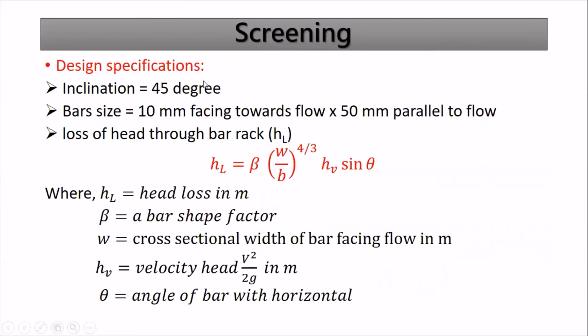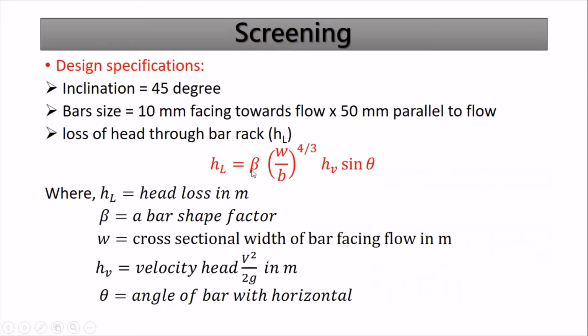So these are the design specifications of screening. The inclination of the bar is 45 degrees, with a bar size of 10 mm facing towards the flow and 50 mm parallel to the flow. Loss of head through the bar rack: this is the formula of the head loss.